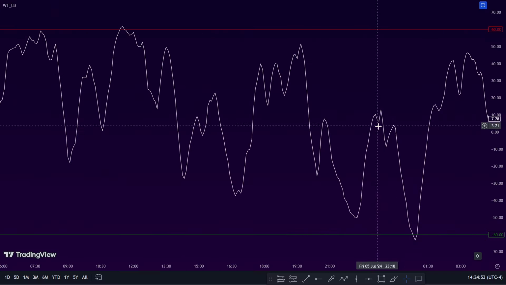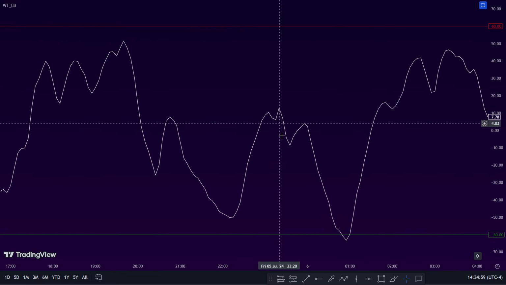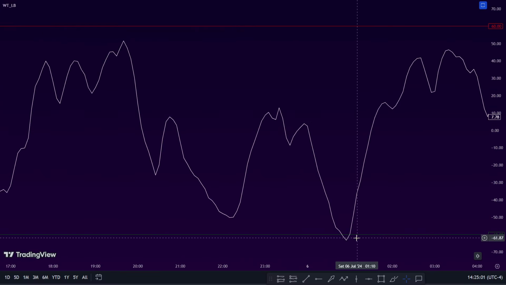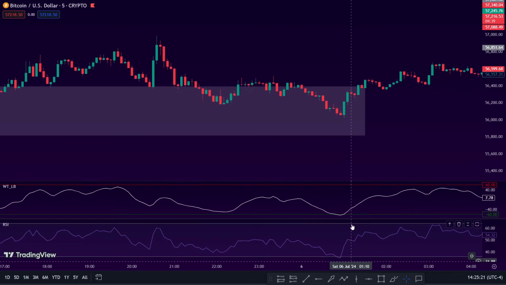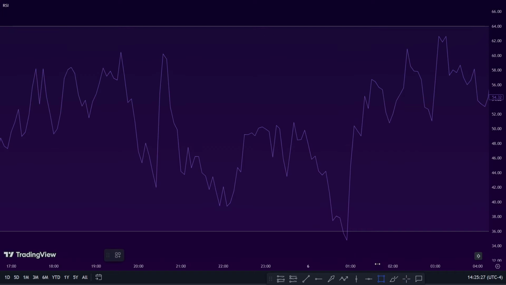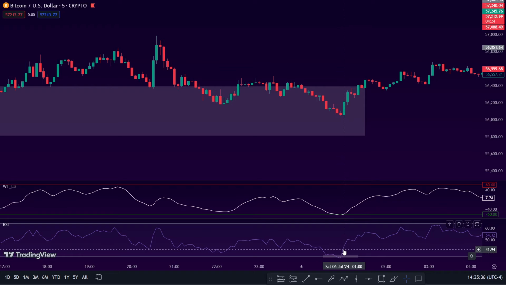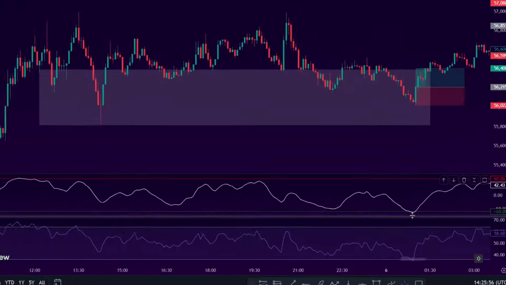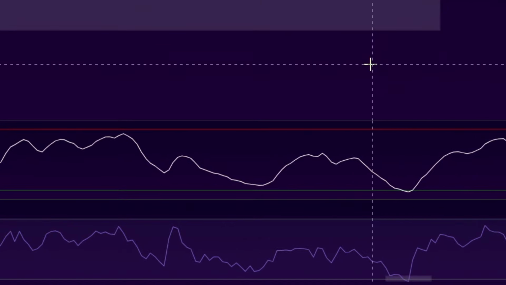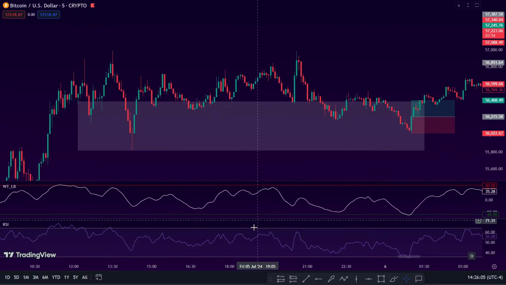When we see this type of situation, like this line goes below this negative 60 and at the same time the RSI goes below this 36 line, I will take a position when we see this type of cross with this line. When we see this cross, I put a buy position because we get a signal from these indicators and we are in the support zone.